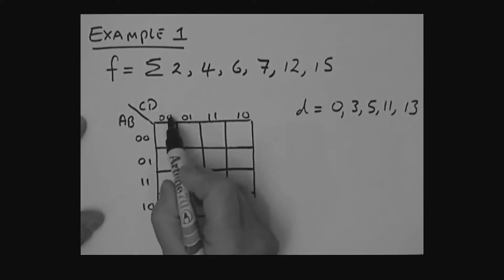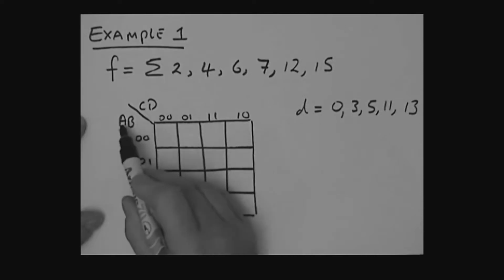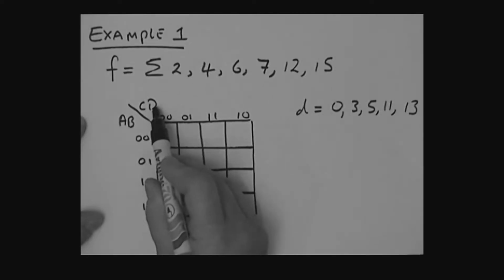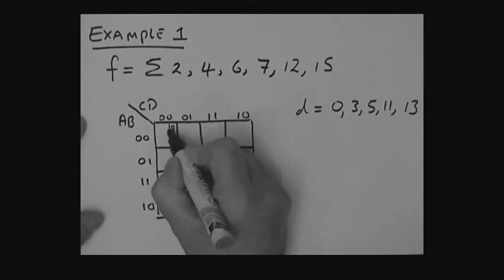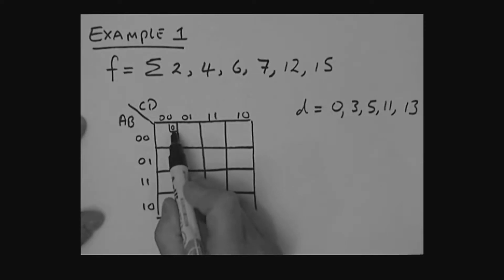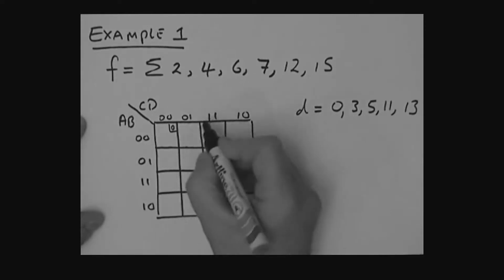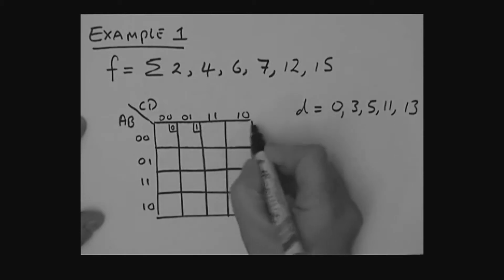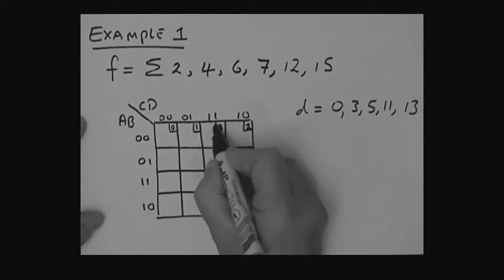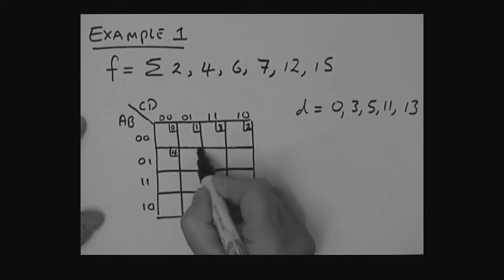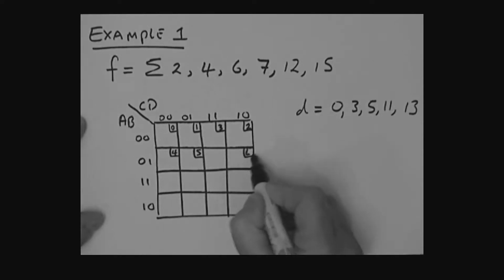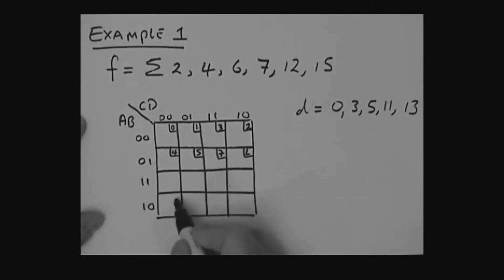0 0 0 0, whereby I'm talking about A being the most significant and D being the least significant. This would correspond to a 0 in this square. That would be decimal 0. 0 0 0 1, that would be decimal 1. This would be decimal 2. This would be decimal 3. This would be decimal 4, and then 5, 6, 7, and then we go down here.